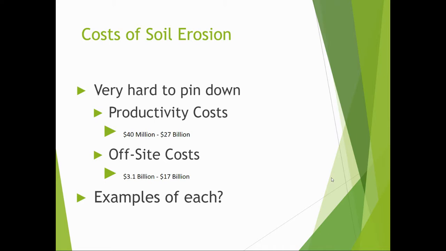So the cost of soil erosion is very hard to pin down to an exact cost. Productivity costs are anywhere between 40 million to 27 billion dollars, and that's on-site. And off-site costs are anywhere between 3.1 billion and 17 billion. Okay, so in class we'll talk about examples of both of these.